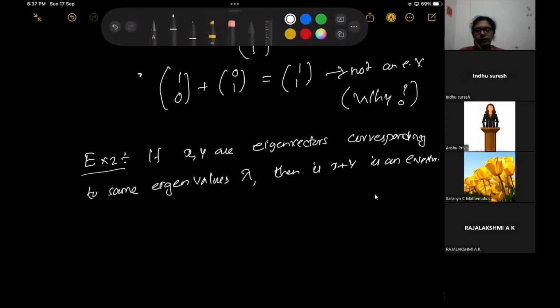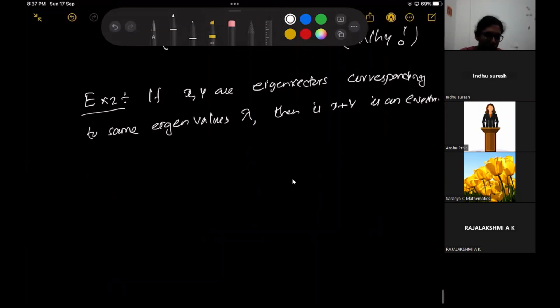So just try to solve this question. It's not so difficult. You can just take x and y corresponding to lambda only. Then see whether x plus y will be an eigenvector or not. Fine. Can we go to the next question?